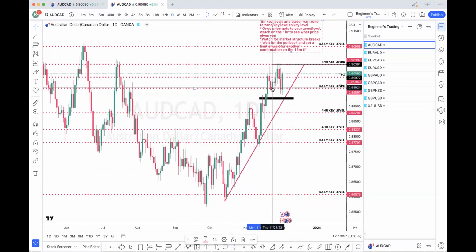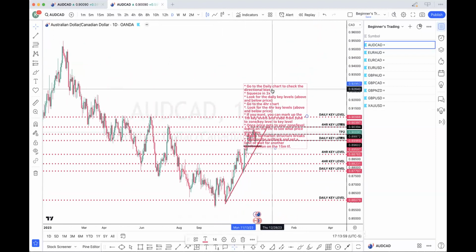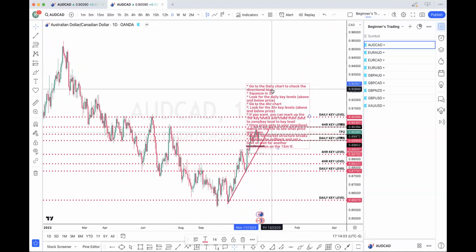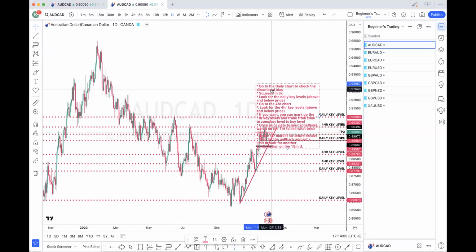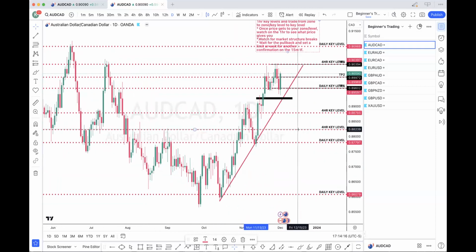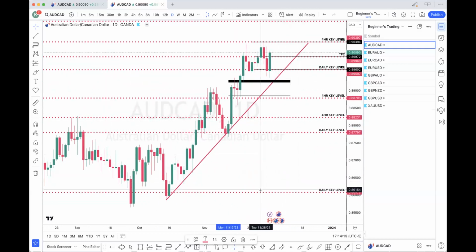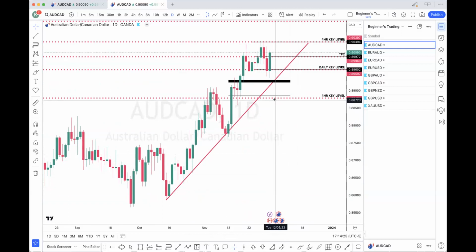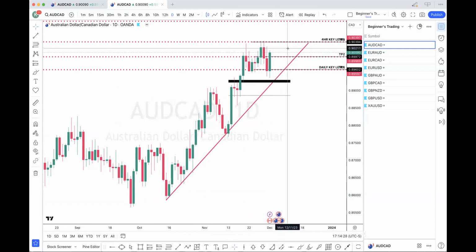So once you go to the daily, you just want to mark up your levels of support and resistance. Again, don't try to force it. If you see it, you see it. If you don't, then don't try to force it. And really, you don't have to put all these lines here. You can just put what's above and below current price.